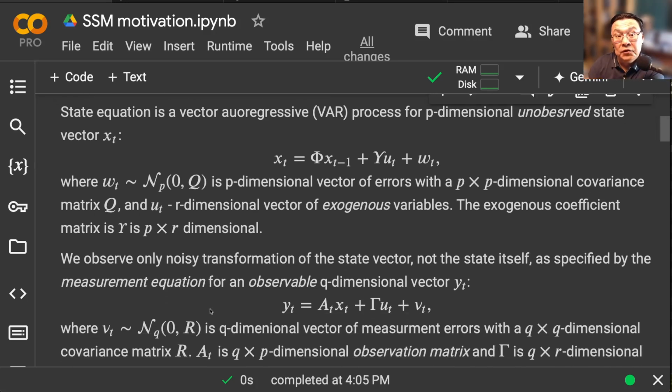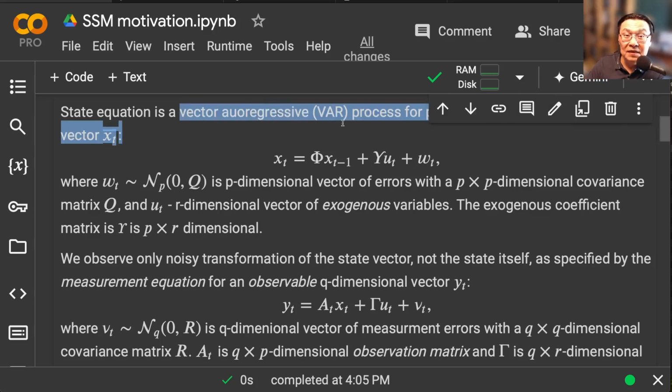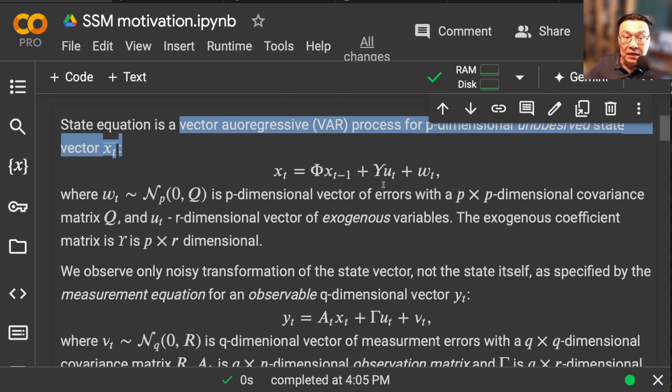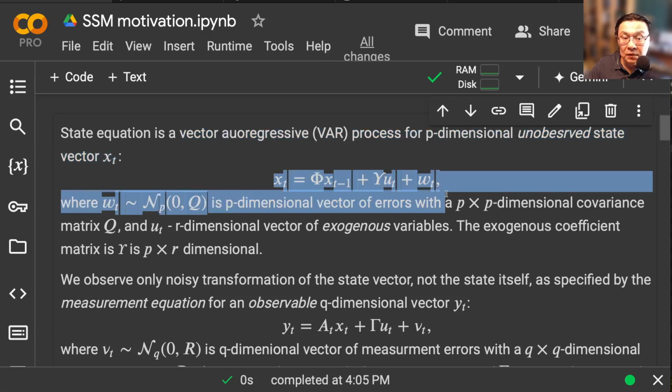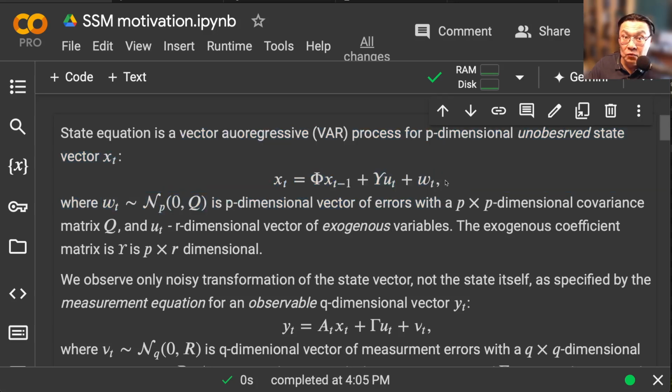The state equation is a vector autoregressive process, and if you are taking my time series course, then you should have some idea of what it is, because we covered it. If you're not familiar with vector autoregressive, then at least you know what autoregressive is, so this should look somewhat familiar. You have this state, which is a vector in this case. It's not just one observation, but multiple.